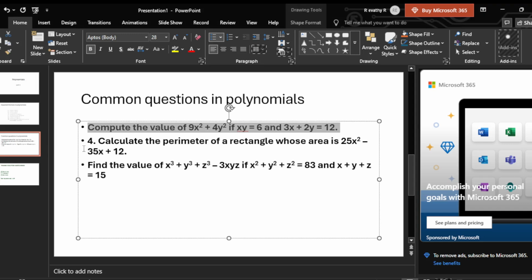Let's move on to the second problem. Calculate the perimeter of the rectangle whose area is 25x square minus 35x plus 12.